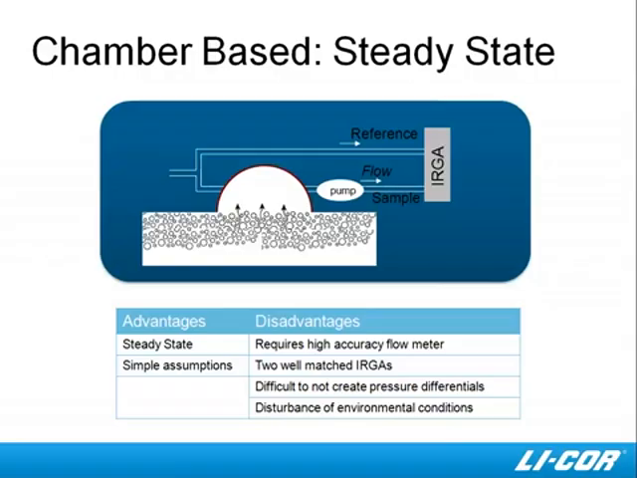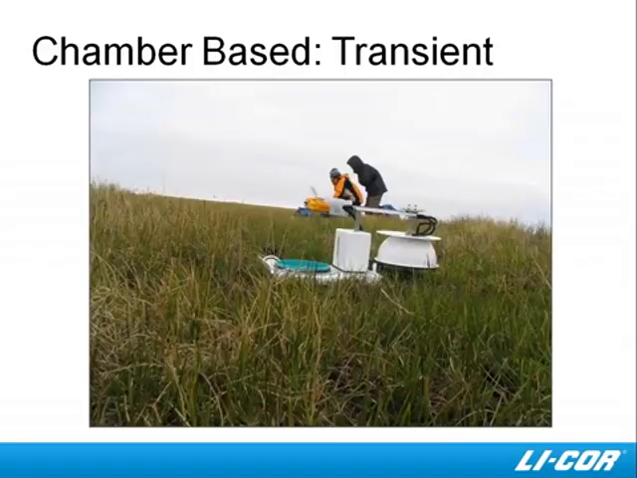One of the other disadvantages here is because you're actively flowing a gas stream through the chamber, typically at a fairly high flow rate. I mean, you need a turnover that's a couple times the chamber volume. It's very difficult not to create a pressure differential in the chamber. And one of the other things is that you're covering over the soil, so you're inherently disturbing the environmental conditions of the soil. You're affecting the radiation balance on the soil. If the chamber's closed for a very long time, you might have an effect on chamber temperature, or soil temperature, or soil moisture.